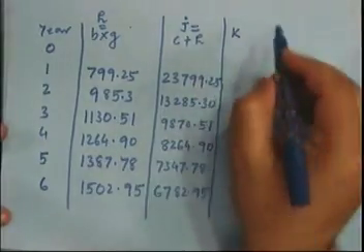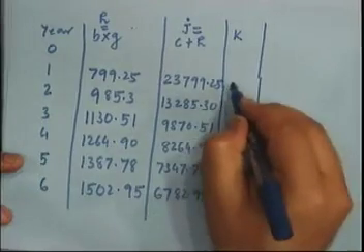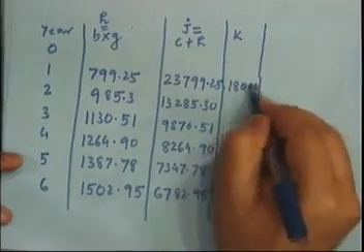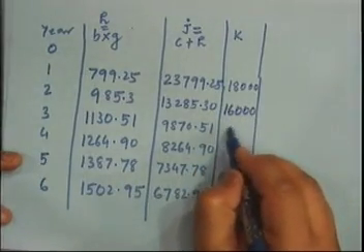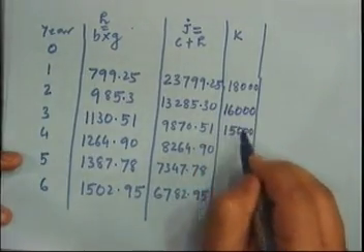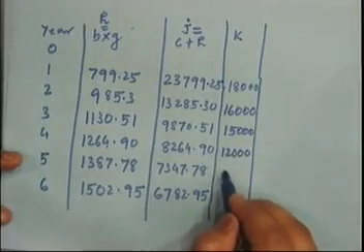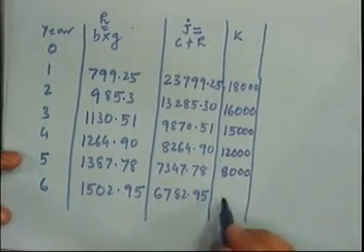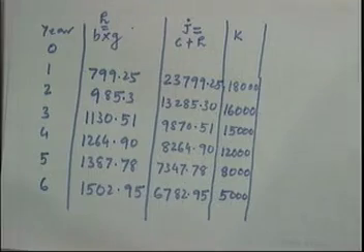I call this as K. K is giving me the resale value. For year 1 it is 18,000, for year 2 it is 16,000, for year 3 it is 15,000, for year 4 it is 12,000, for year 5 it is 8,000, for year 6 it is 5,000. This data is given to me, resale value. I call this as column K.